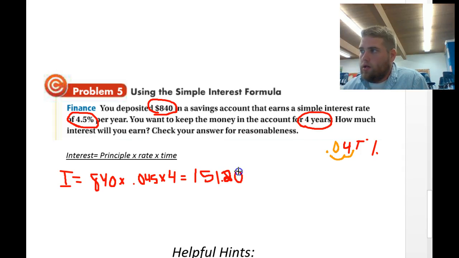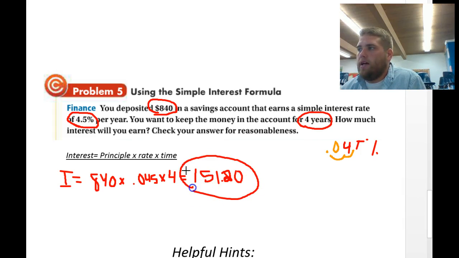Now, let's think about that. Does that make sense? Check your answer for reasonableness. Yeah, I would say so. If we had $840 in the bank for 4 years, $151 does make sense.